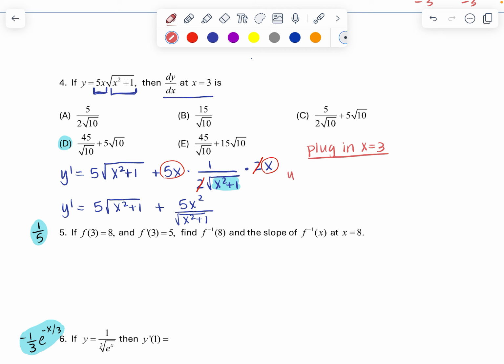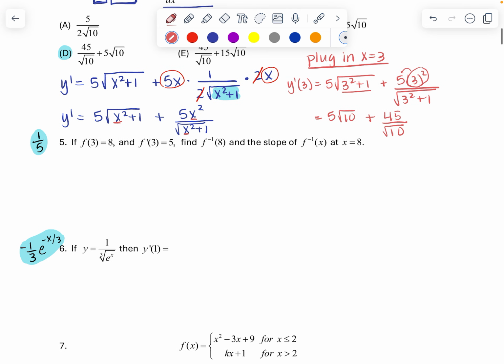Okay, so if I plug in x equals 3, so y prime of 3, it's going to be 5 times the square root of, replacing that with a 3, so that's 3 squared plus 1, plus 5 times replacing that with a 3, so times 3 squared, all over the square root of, again, replacing that with a 3, 3 squared plus 1. Okay, so let's just do some of this in our head because this is getting annoying really fast. 3 squared is 9, 9 plus 1 is 10. And then 3 squared here is 9. 9 times 5 is 45. All over again, that's the square root of 10, hence giving me D. It's written backwards, but same thing.